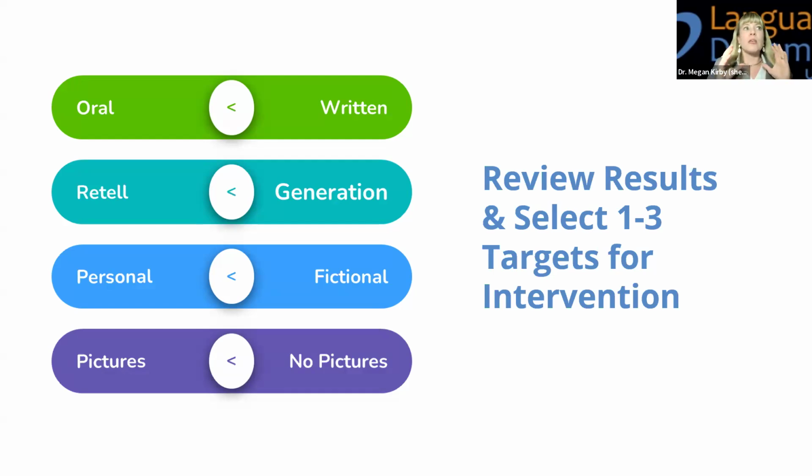So let's say you've got an older student and they need to work on writing stories. Well, can they tell a story? Can they generate it orally first? You can't write what you can't say. So if you need a written language goal, you need to be working on oral first and boost their proficiency and mastery of all of the skills that go into a written language sample, and work on it orally first.